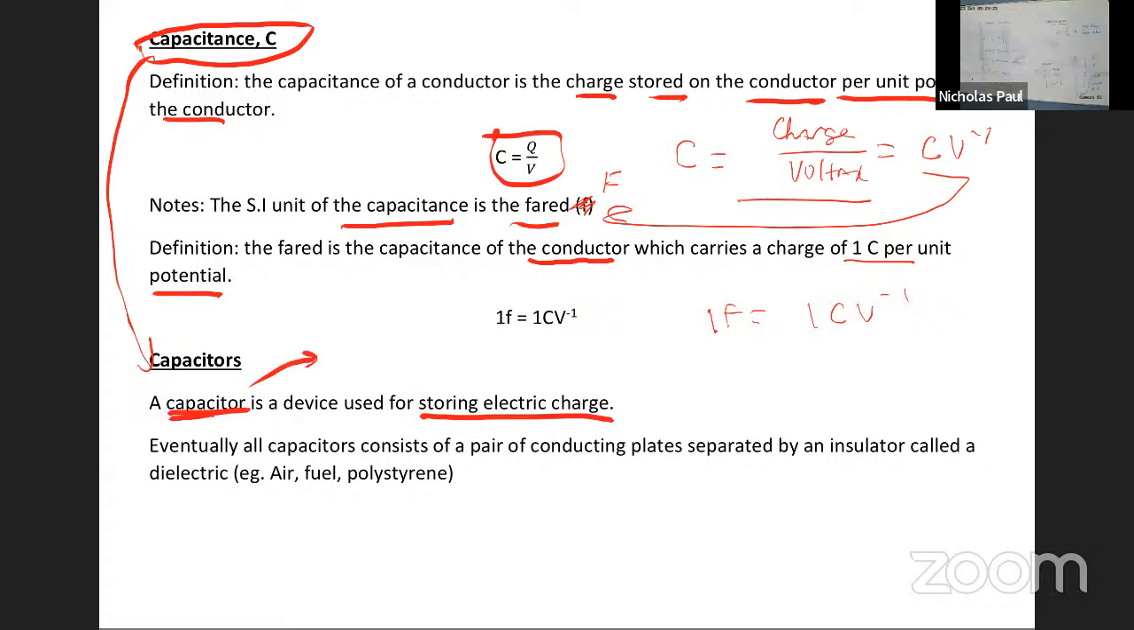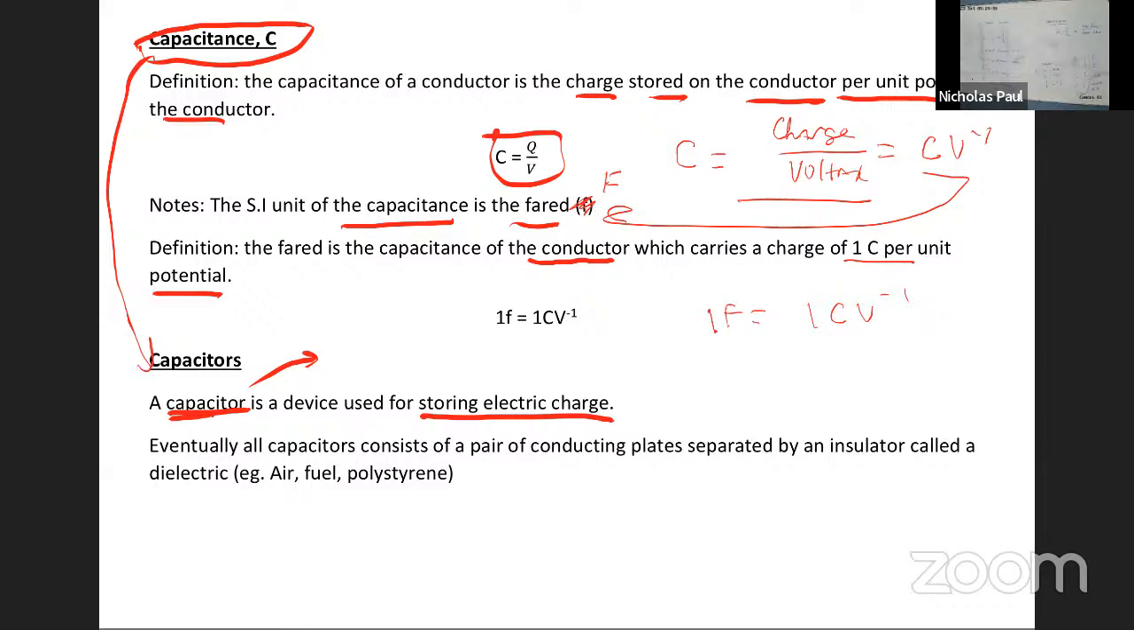And we give an example of where you will find a capacitor. You use it all the time. Your phone battery is an example of a sort of capacitor, right?